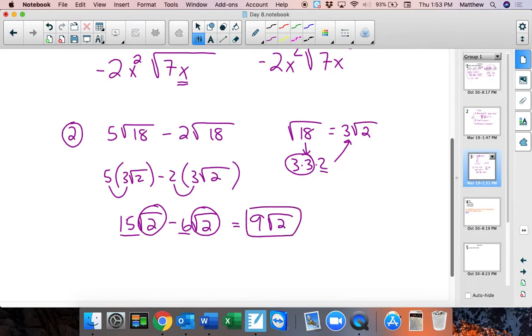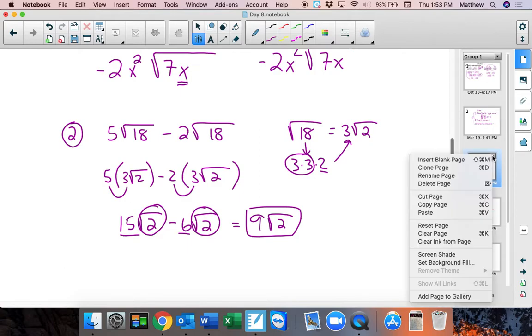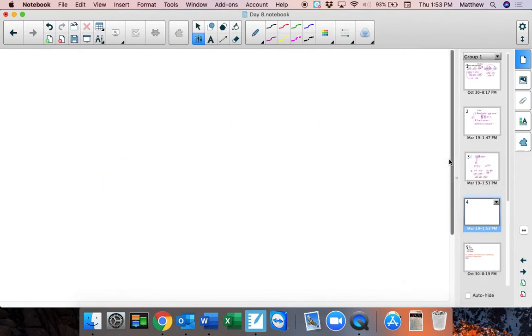Okay. Here's another example. I'm going to insert a blank page. You might see something like this, where we have maybe 12 times root 10 over 6 times root 10. A couple ways to think about this, but what I notice is that, first of all, my radicals are simplified, but I could also write this as 12 over 6.